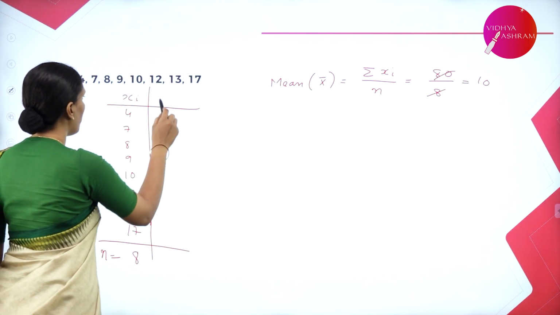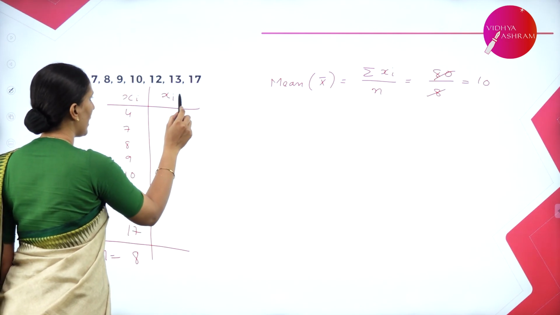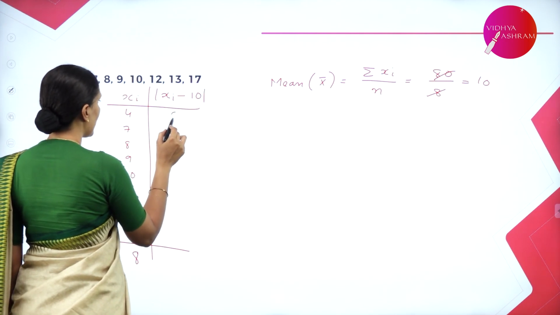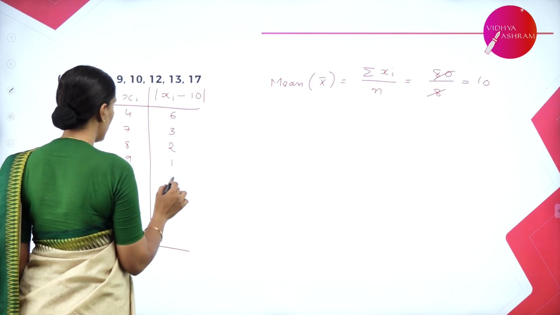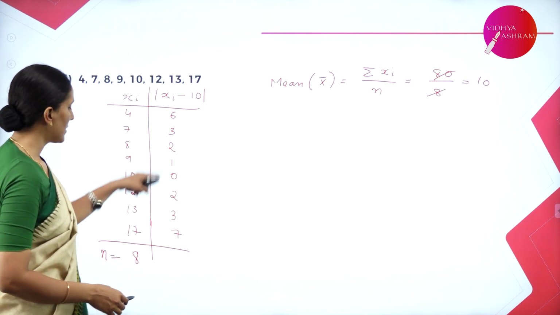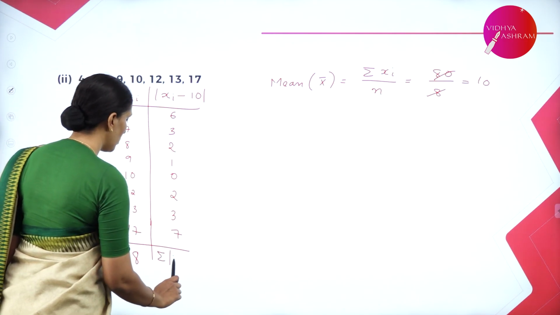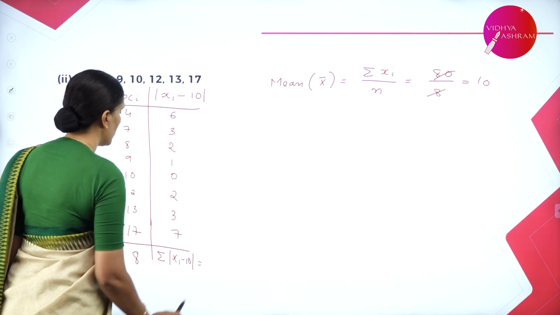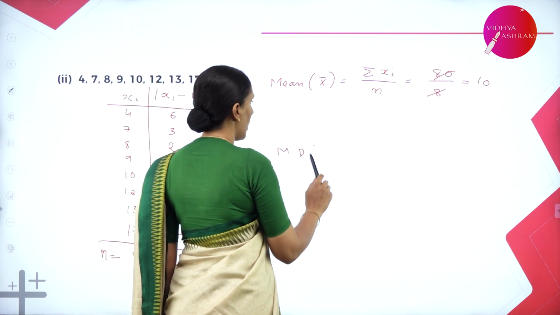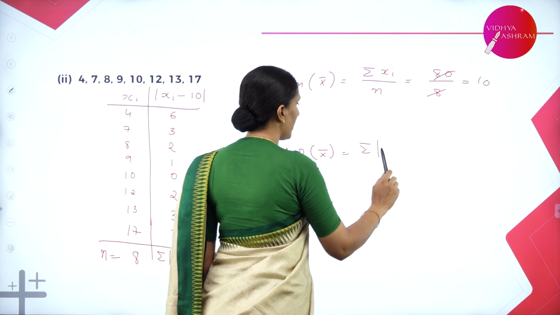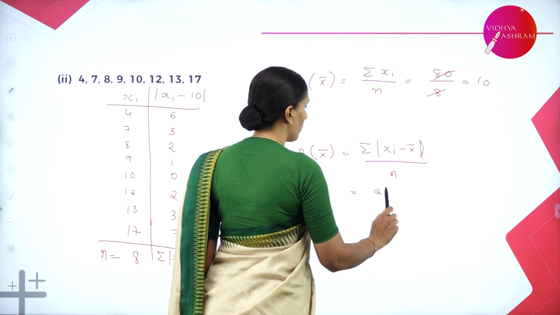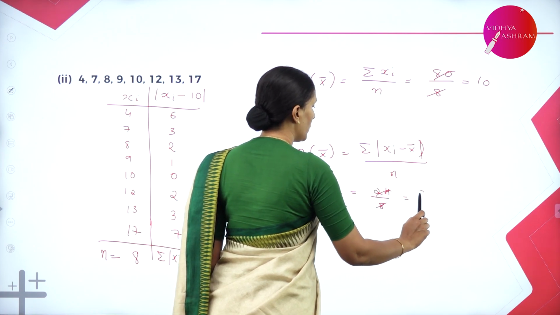Now take the difference of all the observations with 10. I can take xi minus 10 under the modulus here. So take the difference. So we'll get 6, 3, 2, 1, 0, 2, 3, 7. Once you got the deviation, sum up all the deviations here. Summation xi minus 10. So this is equal to 24. Now mean deviation about mean is equal to summation of xi minus x bar whole divided by n. So which is 24 by 8, value is 3.